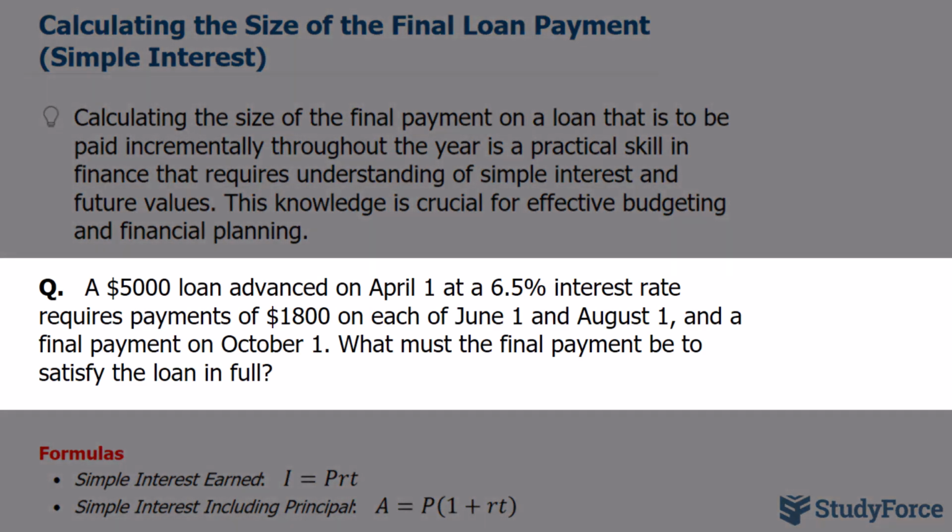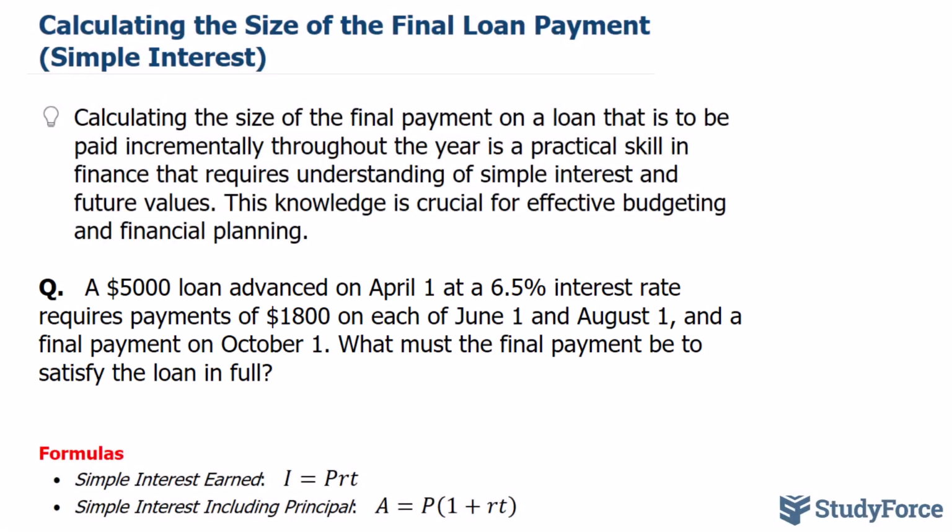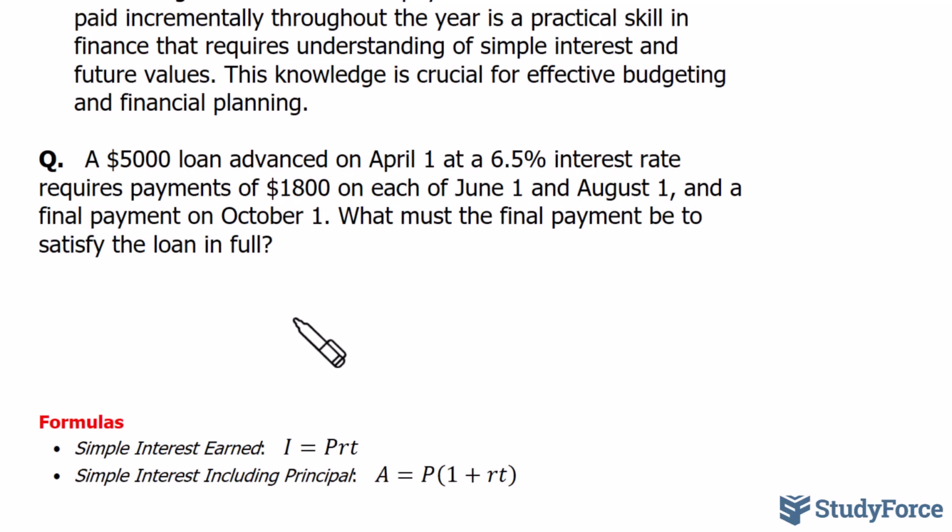A $5,000 loan advanced on April 1st at a 6.5% interest rate requires payments of $1,800 on each of June 1st, August 1st, and the final payment on October 1st. What must the final payment be to satisfy the loan in full? To answer a question like this effectively, it's important to create a timeline of these values.